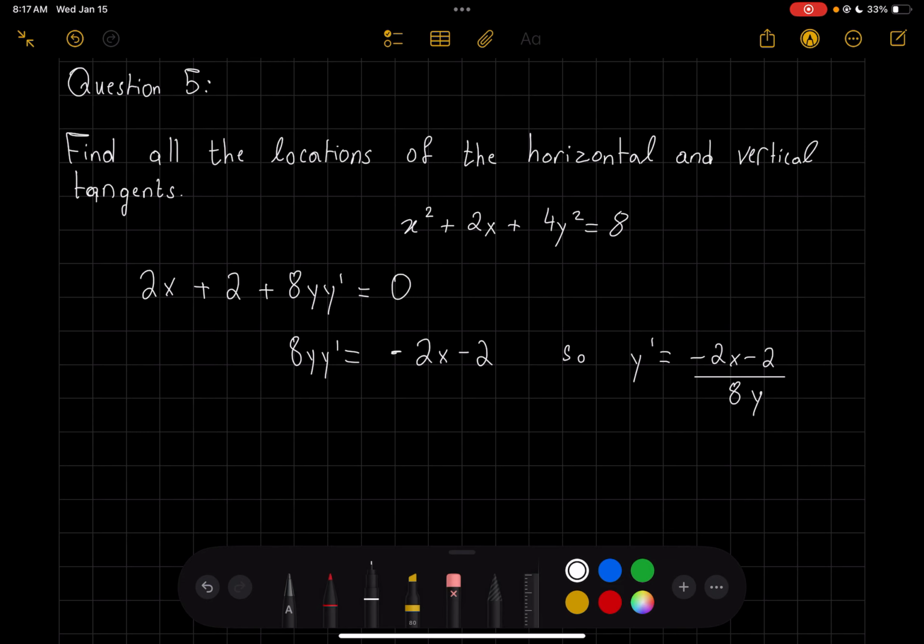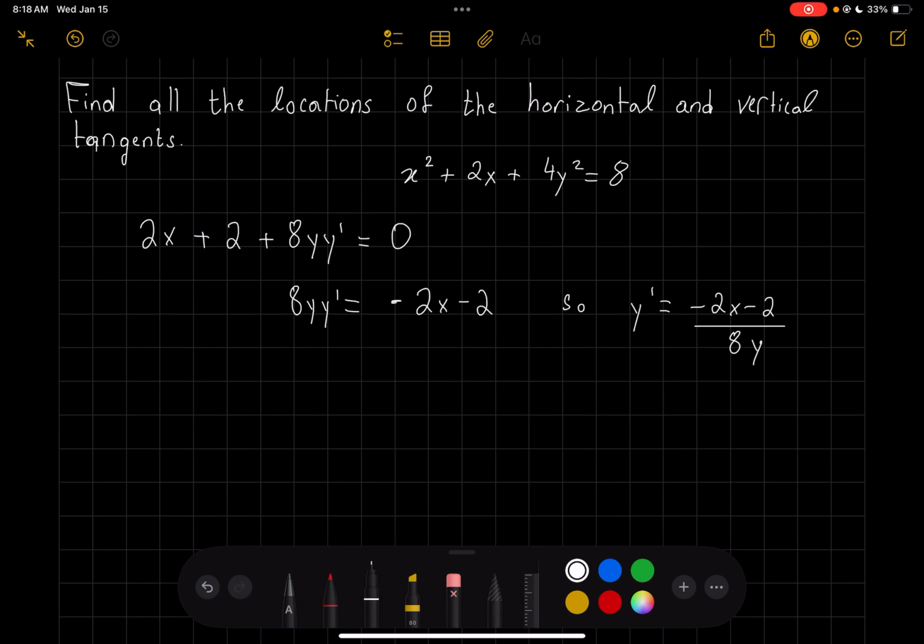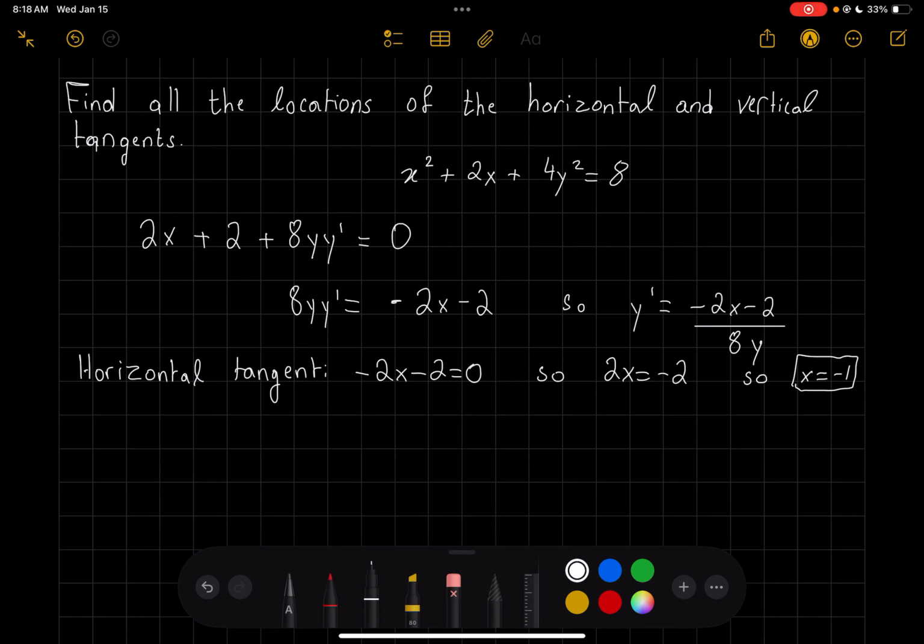Now, the thing here is that a horizontal tangent means the numerator is equal to 0. So horizontal tangent means negative 2x, negative 2 is equal to 0. So 2x is equal to negative 2. So x is equal to negative 1. Now, if x is equal to negative 1, I can literally replace it in the equation to find y, because they want me to find the location over here.